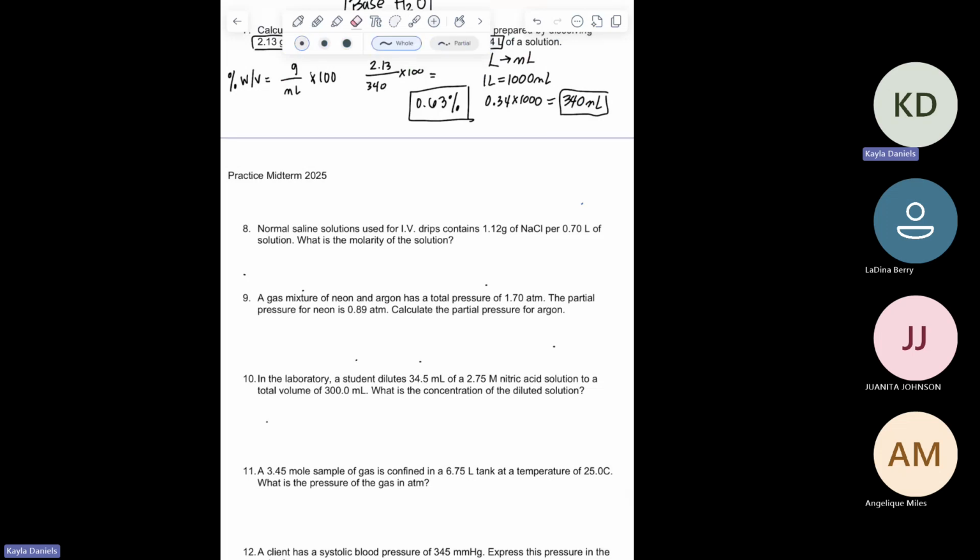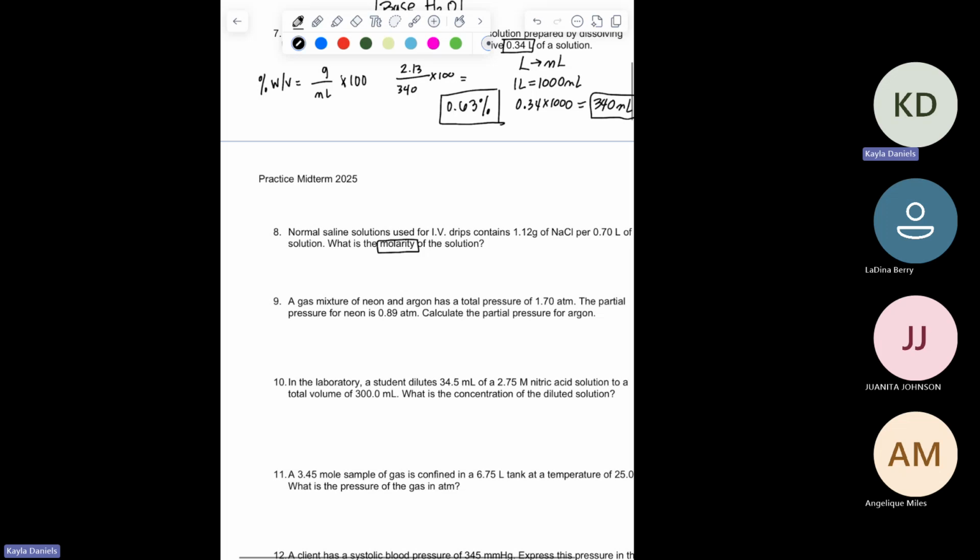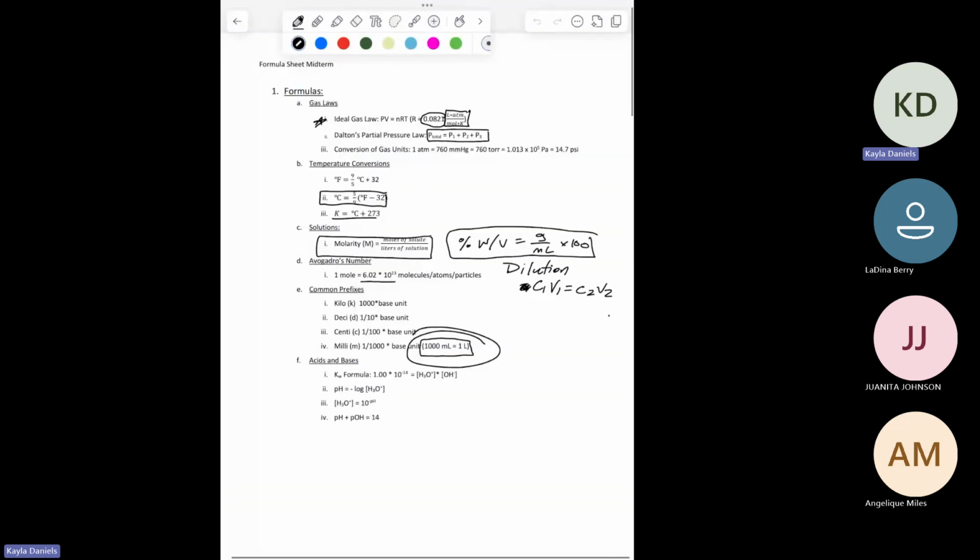Number 8. Normal saline solution is used for IV drips. It contains 1.12 grams per 0.7 liters of solution. What is the molarity? Molarity was another topic that you would have gone over with Professor Hecht. Molarity, also known as capital M, is moles over liters. This should be on your formula sheet as well. Let me go back and confirm. Yep, right here.